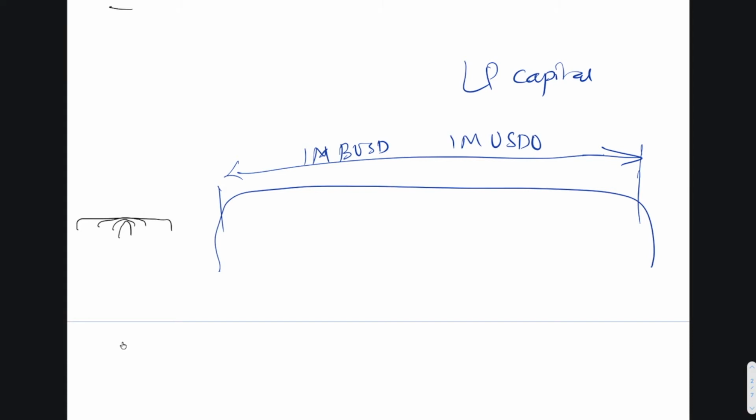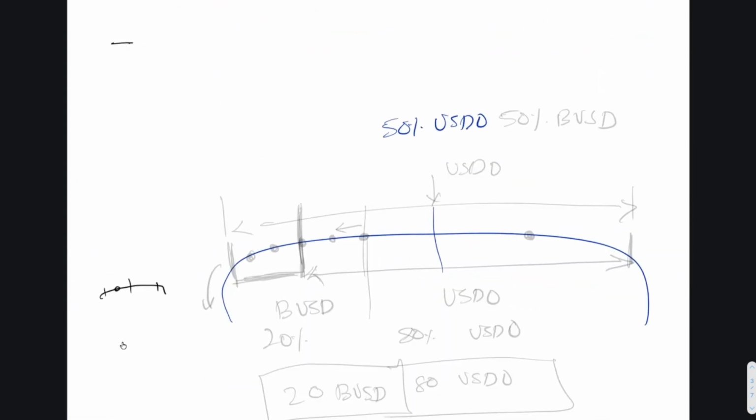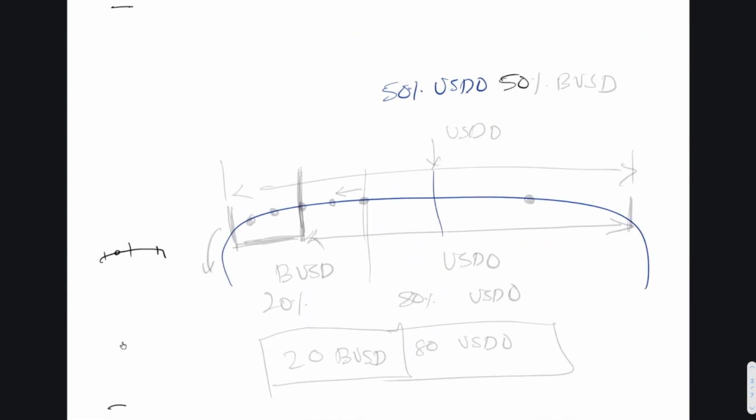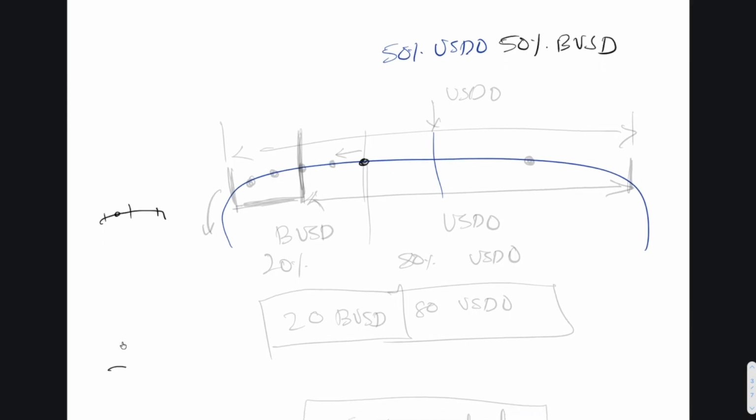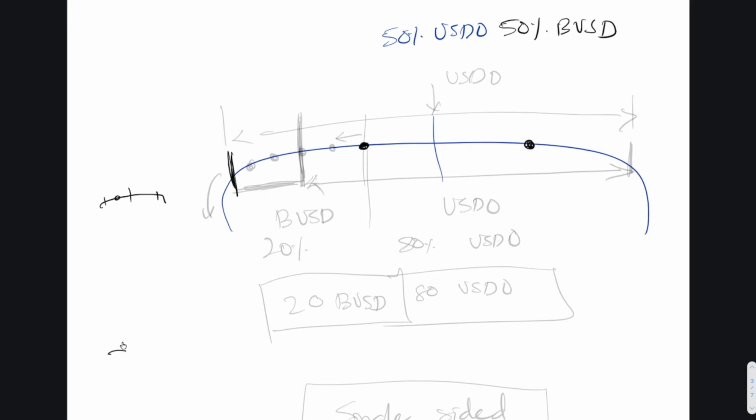Now, obviously, depending upon the demand and supply of the USDO in the pool, ideally it has to be 50% USDO and 50% BUSD. Now, depending upon the demand and supply, it might be a little bit more USDO or it might be a little bit more BUSD. Now, it doesn't matter as long as it is within the parity range, it's kind of okay.